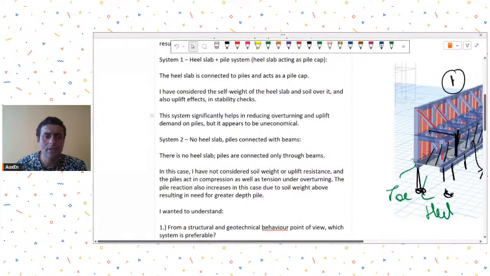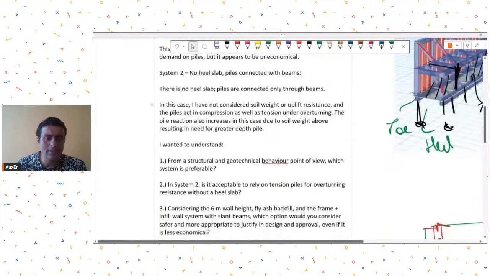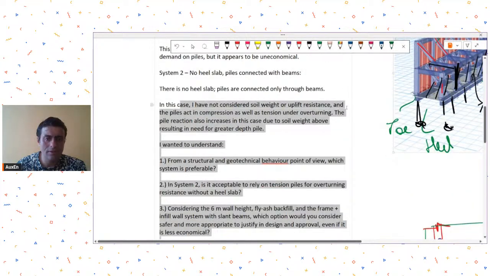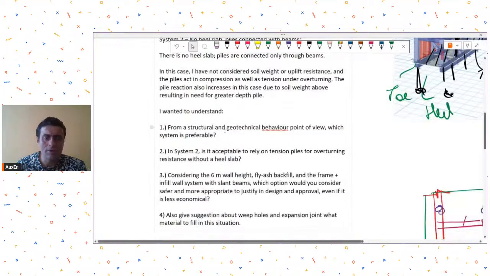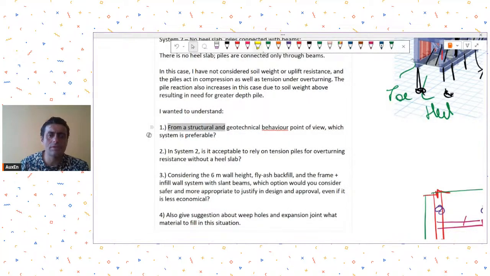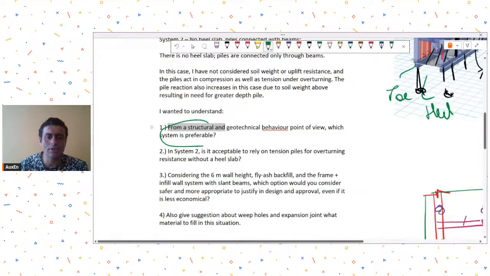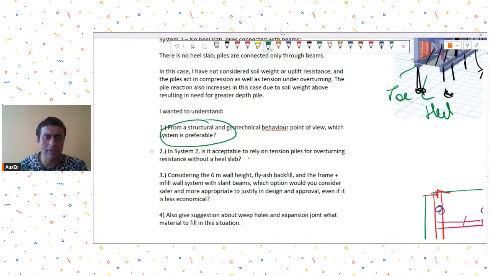Second thing is, he is asking, from a structural and geotechnical behavior point of view, which system is preferable. As I told you, system one is preferred because we are having two load paths, resistance to overturning moment being provided by the soil on the toe and heel as well as the pile uplift. His next question is, in system 2, is it acceptable to rely on tension piles for overturning resistance without a heel slab? I have already answered.